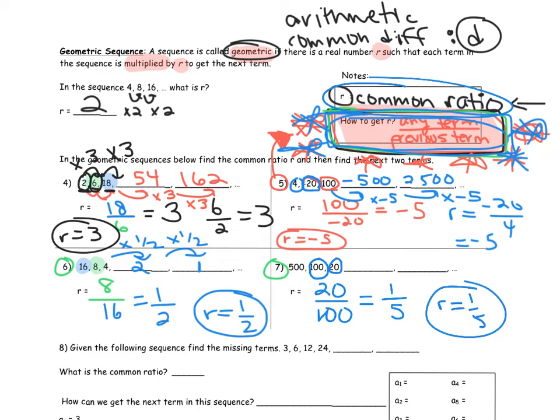So that means every number here is getting multiplied by 1/5. So 20 times 1/5 is what? 20 times 1/5 is 4. And then again, we're multiplying by 1/5. 4 times 1/5 is 4/5. So there you go. There is our geometric sequence, okay?